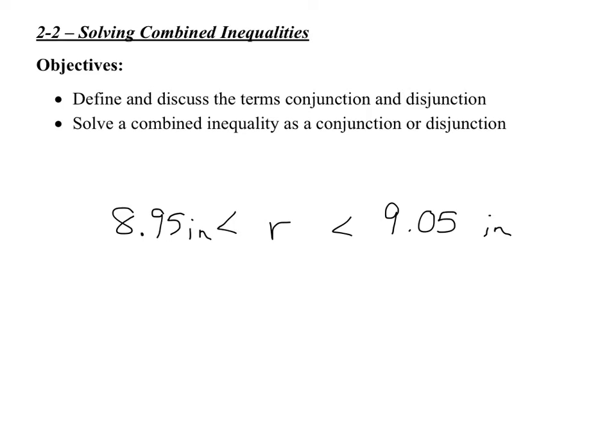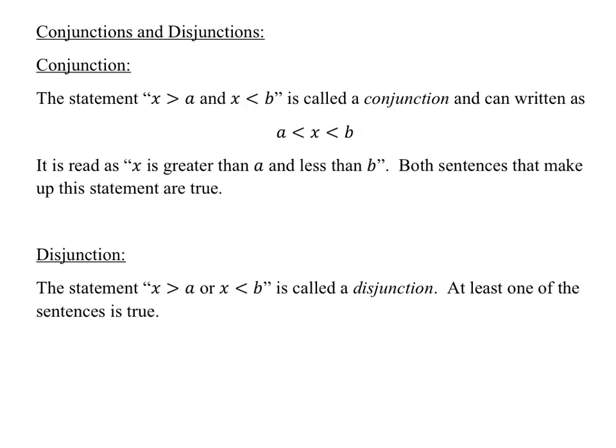Okay, so let's look at a few things. Let's talk about conjunction. The statement x is greater than a and x is less than b is called a conjunction and can be written as a is less than x, which is less than b. It is read as x is greater than a and less than b. All the sentences that make up the statement are true.